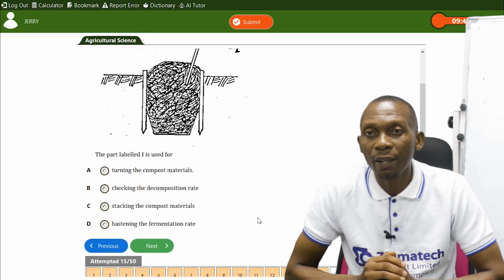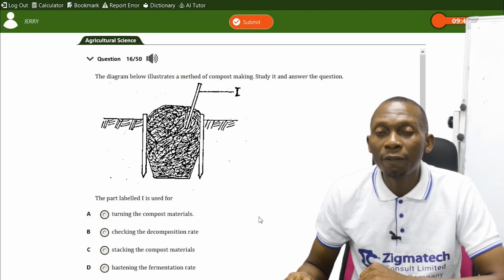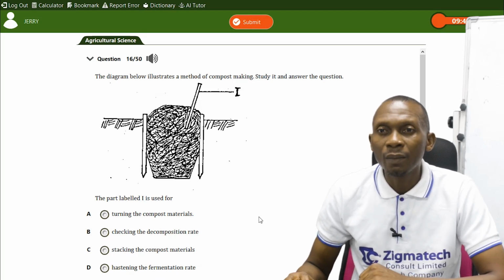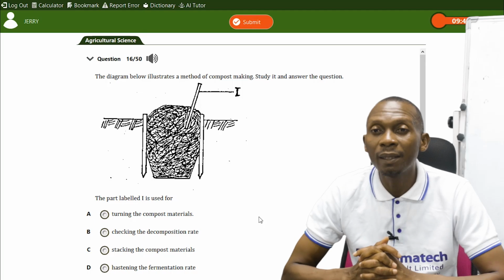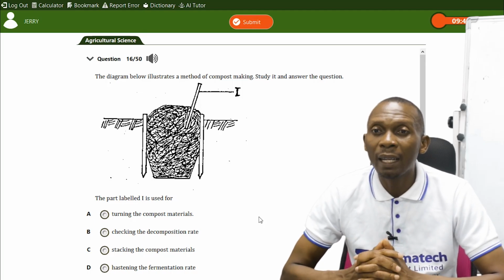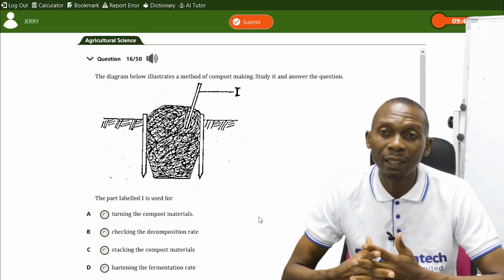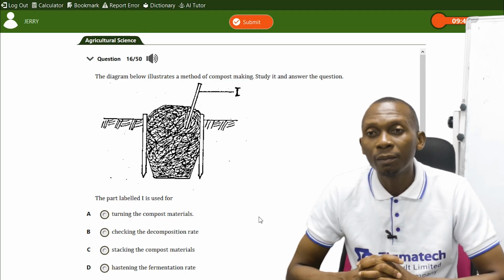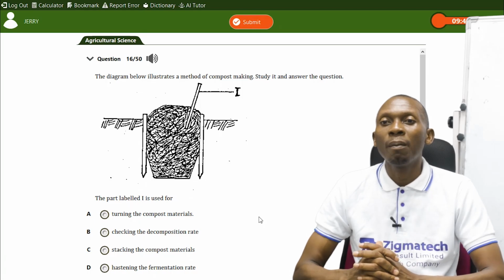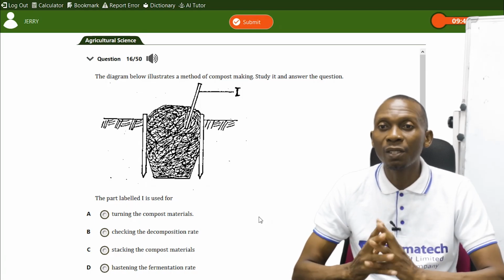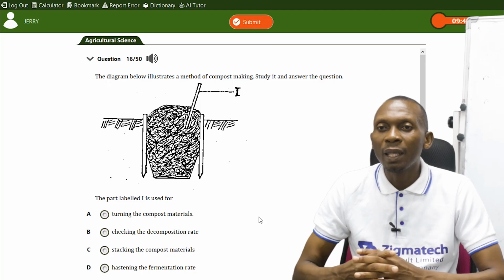Still on this question using this diagram, the part labeled 1 or I is used for. Now in compost making, when the grasses or the pasture crops are placed in the pit and ash is added or urine is added and animal dung is added, ash is added to control acidity, the animal dung starts as a starter to introduce bacteria or to aid decomposition, and the pit is filled up and covered. A stick is put in to monitor if the process is successful or has failed, and successful in the sense that if decomposition takes place, the heat is generated.